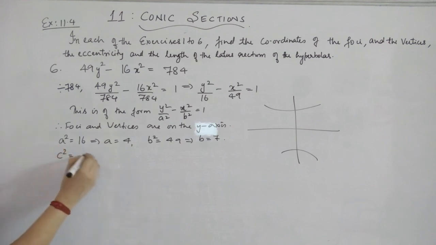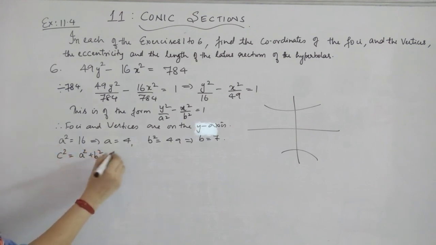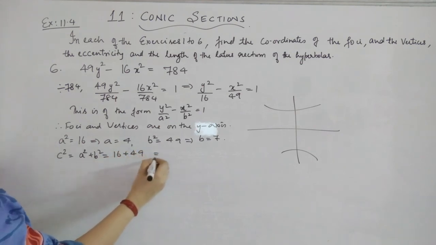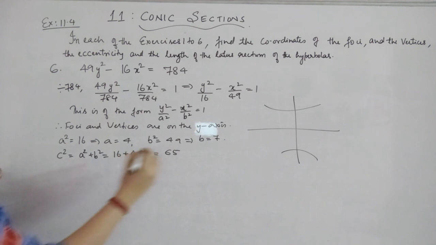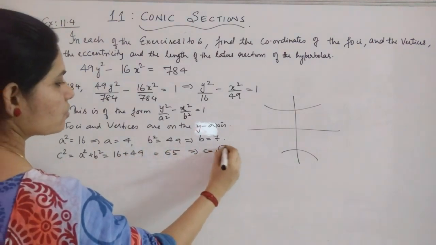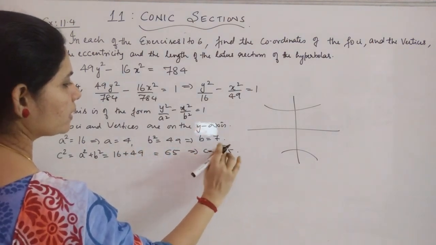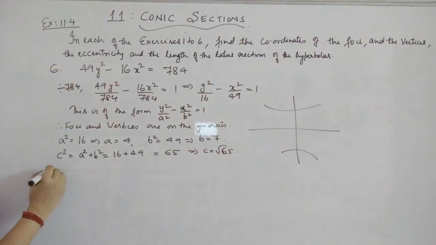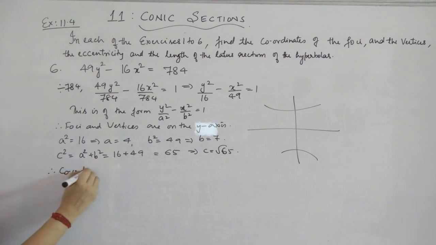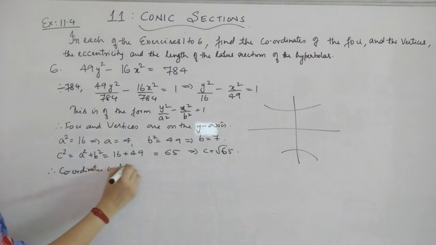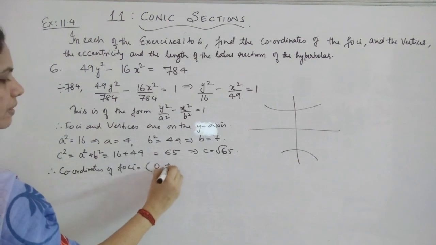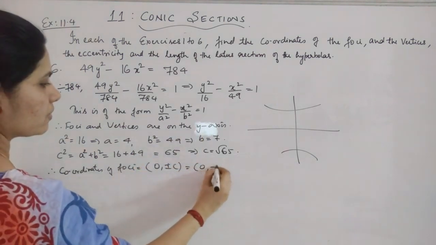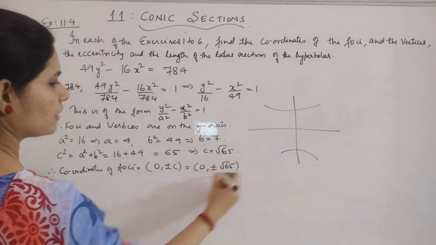Now c square again by definition is a square plus b square, so that this will give you 16 plus 49, which is equal to 65. That means c is equal to root of 65. Now we will find out the coordinates. Coordinates of the foci will be of the form 0 comma plus or minus c, because it is lying on the y axis, equal to 0 comma plus or minus root 65.